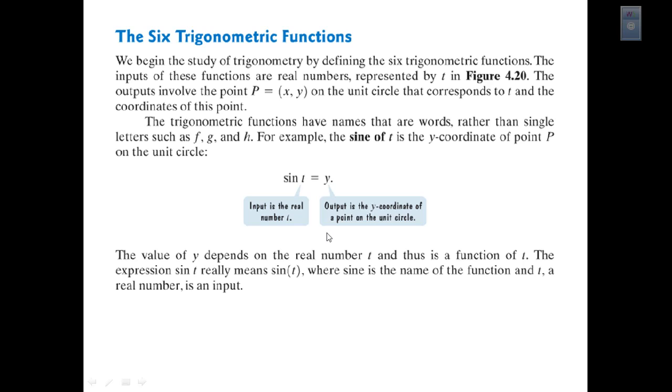Now, we begin our study of trigonometry in the unit circle by defining the 6 trigonometric functions. The inputs of these functions are real numbers represented by t. That'll be the angle. You'll also see it as theta, so don't get messed up if you start seeing theta and t used interchangeably. They're just representing the angle we're talking about. And the outputs involve the point P, which is the coordinate pair x, y on the unit circle that corresponds to t.